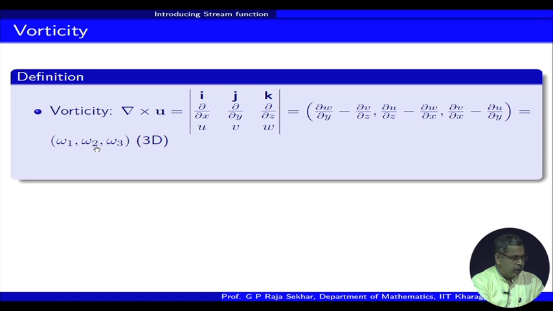So, omega 1, omega 2, omega 3. These are the components, each of which we are calling, and this is called vorticity. Vorticity basically indicates the rotation. If vorticity is non-zero, it means you have a rotational flow happening.